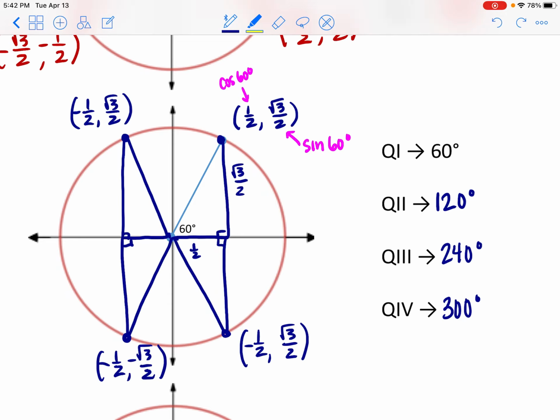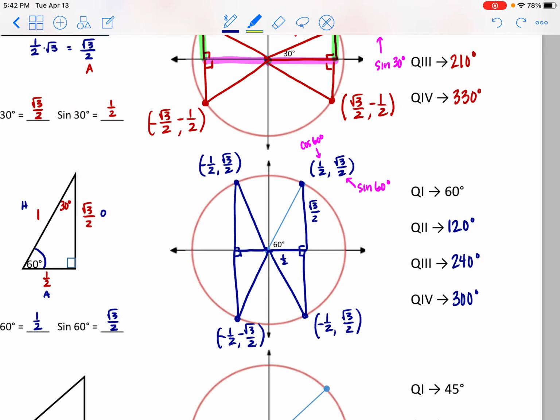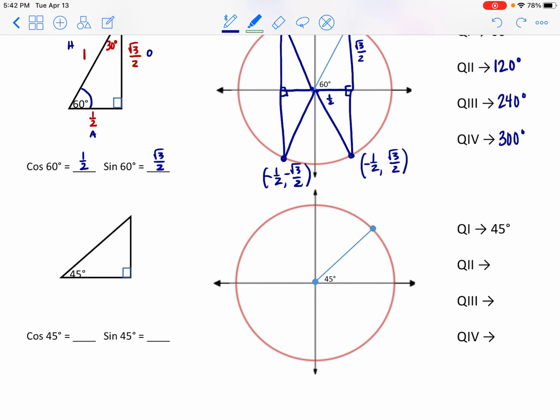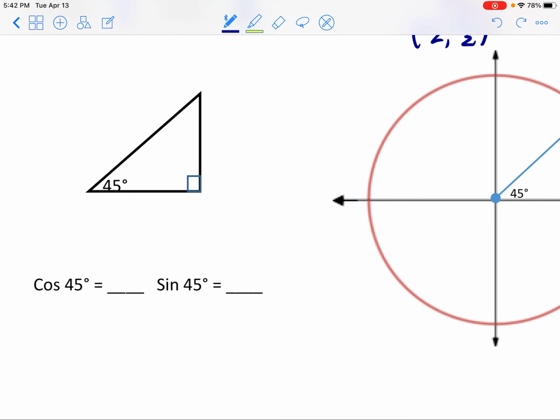Again, the only thing that changes are positives, negatives based on what quadrant we're in. Okay, I got one more round of these, and it's based on our last special right triangle, which is the 45, 45, 90. So again, let's say we have a hypotenuse of 1.